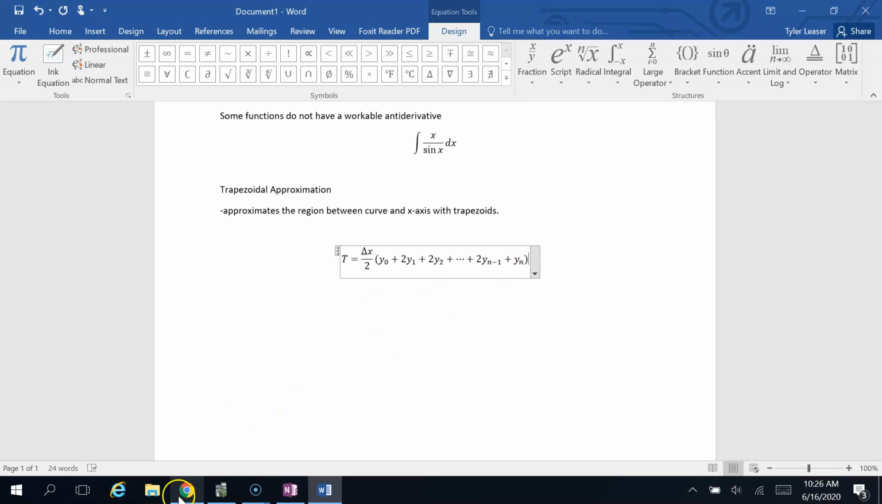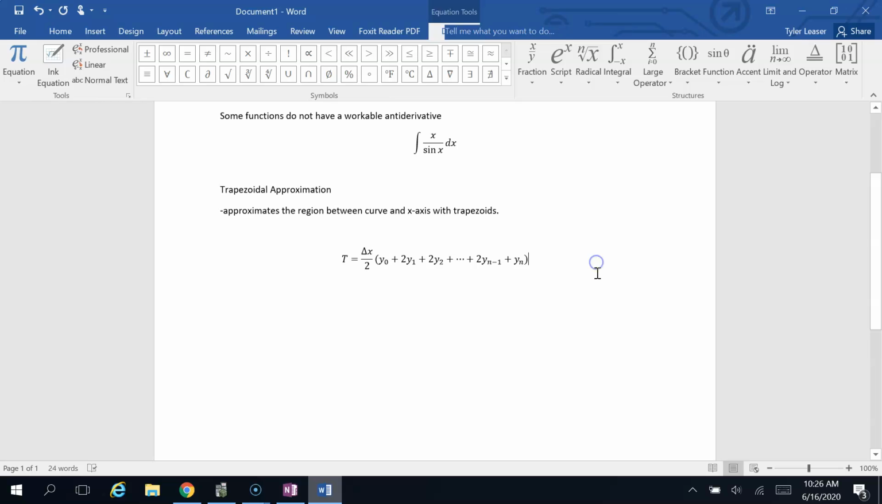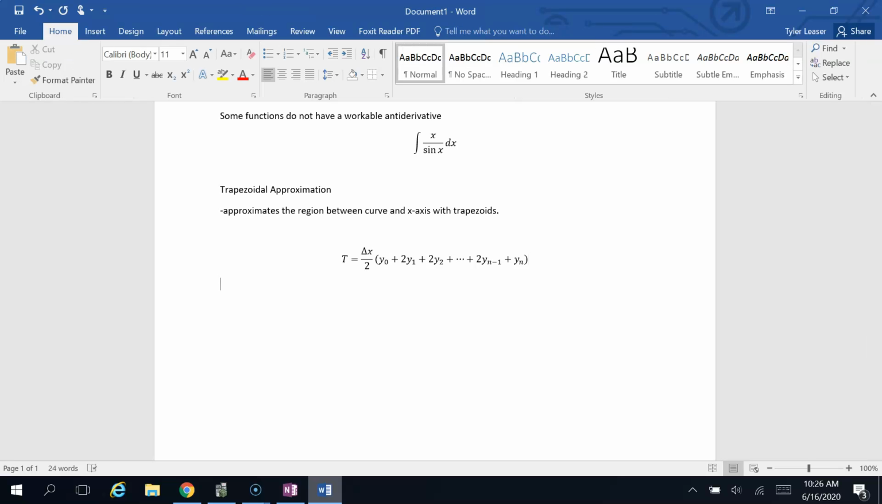So let me go back over the picture. For this first trapezoid, this height is only counted once, but this height is going to be counted twice because it's the right-hand side of the first trapezoid and the left-hand side of the second trapezoid. All right. Same thing for all of the heights that are in the middle, all the way until you get to the last height, y sub n, which is only counted once, again because it's on the right-hand side of that last trapezoid. Okay, so here's the formula. Let's look at an example.